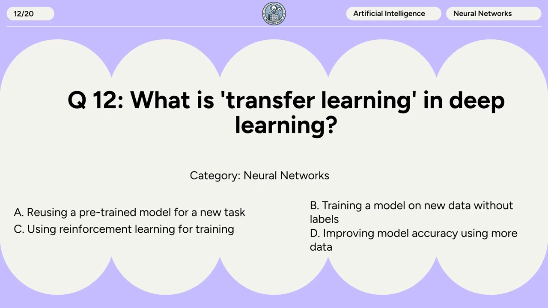Question 12. What is transfer learning in deep learning? A. Reusing a pre-trained model for a new task. B. Training a model on new data without labels. C. Using reinforcement learning for training. D. Improving model accuracy using more data.